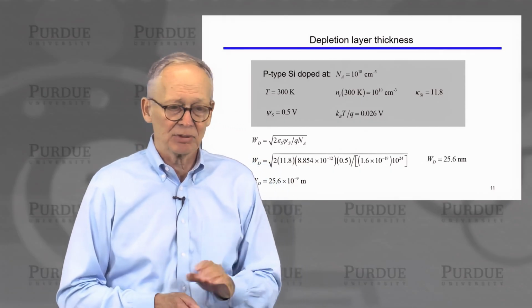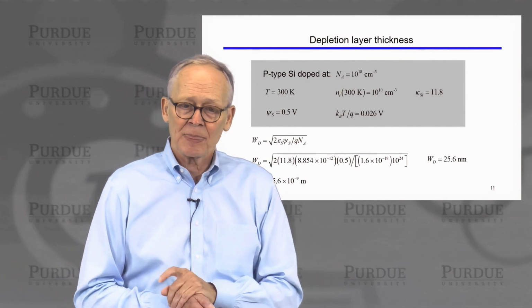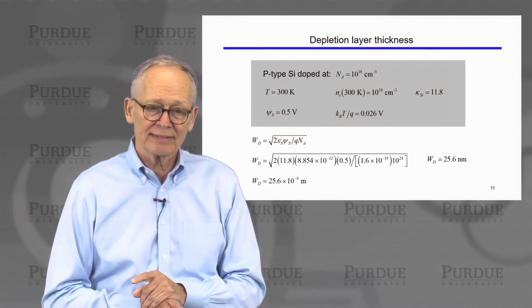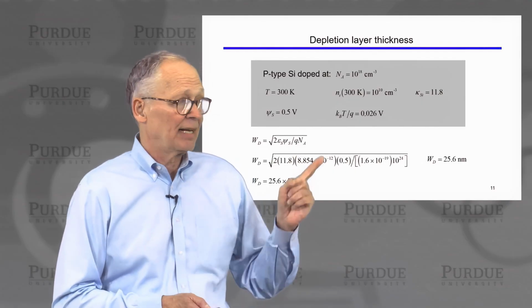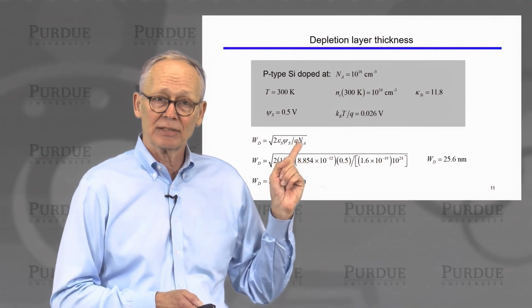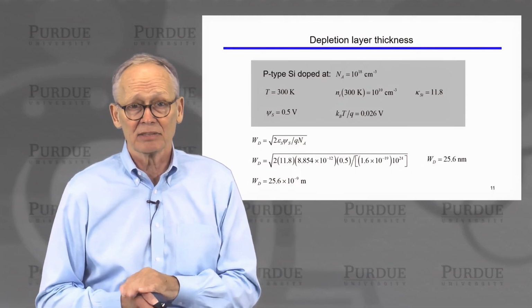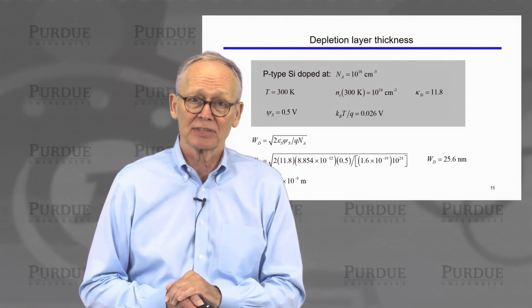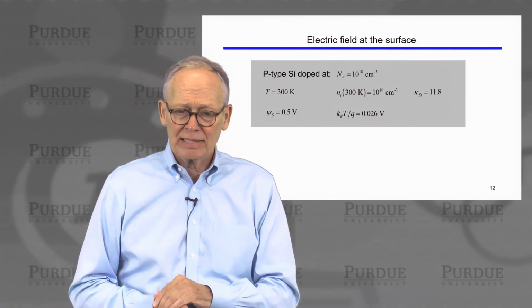But that's a typical number. You can kind of see that as you decrease the doping density, if I were to decrease the doping density by a factor of 100 to 10 to the 16th, I would increase the depletion layer depth by a factor of 10. Then that'd be 256 nanometers. So it depends on how the semiconductor is doped. All right, so that's a typical number.